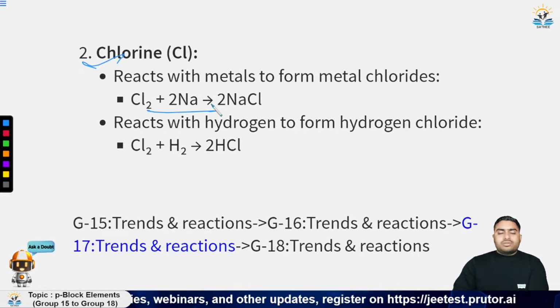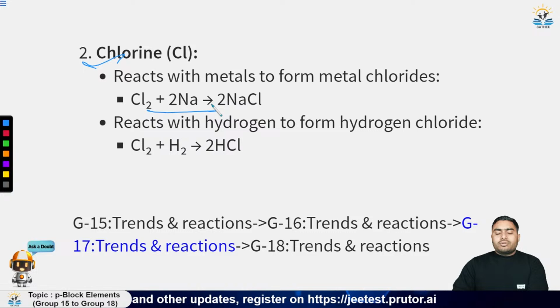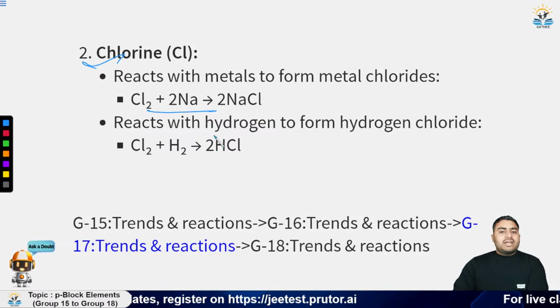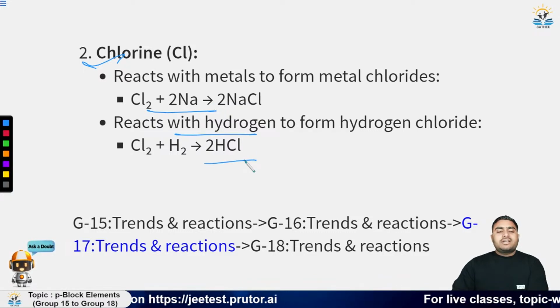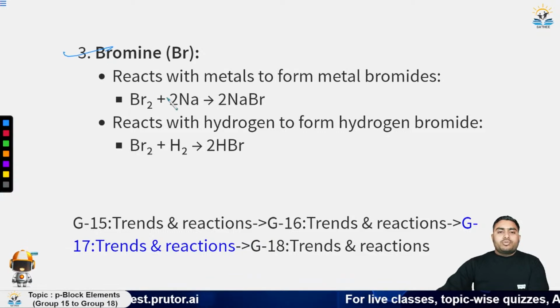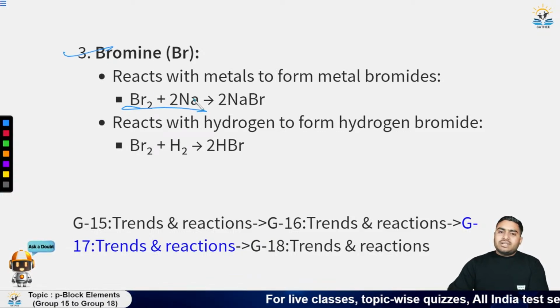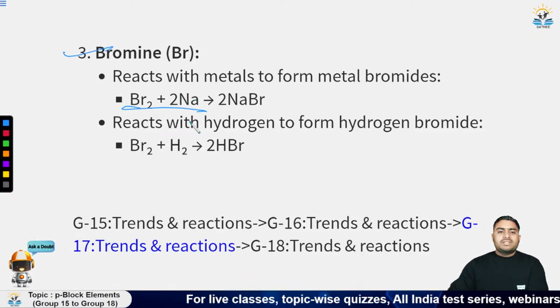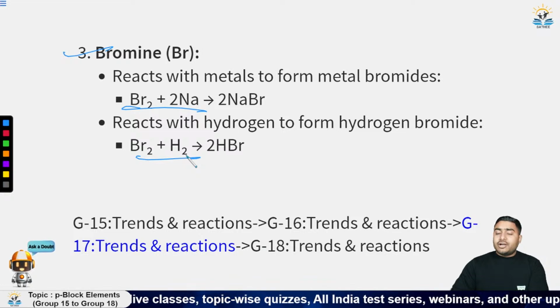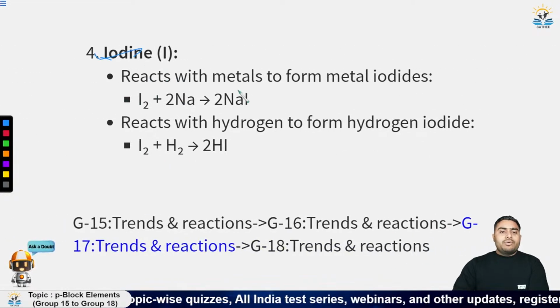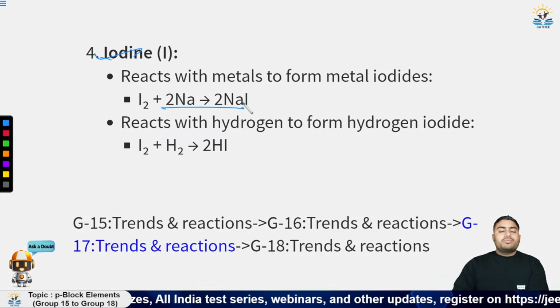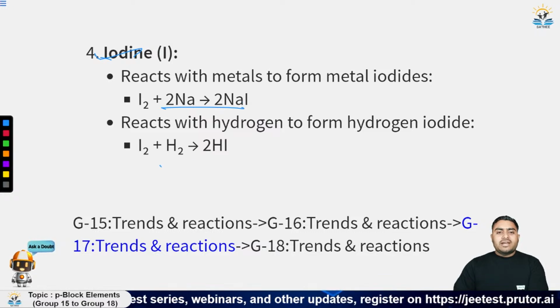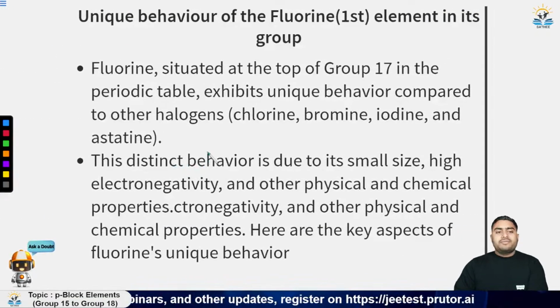Chlorine can react with metal, so it can form the same metal chloride, that means 2NaCl. Reacts with hydrogen, it can form hydrogen chloride, like 2HCl. Bromine can react with metal, it can form 2NaBr, which is sodium bromide. Similarly, it can react with hydrogen, it can form hydrogen bromide, like 2HBr. Iodine reacts with sodium metal, it can form 2NaI, which is sodium iodide. Similarly, it can react with hydrogen, it can form hydrogen iodide, which is 2HI.